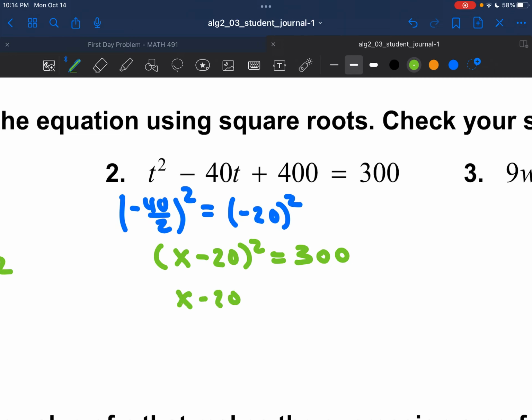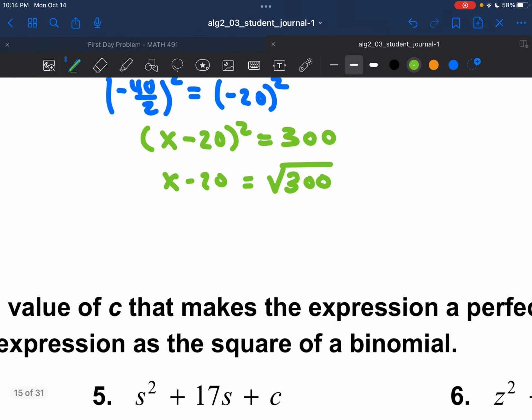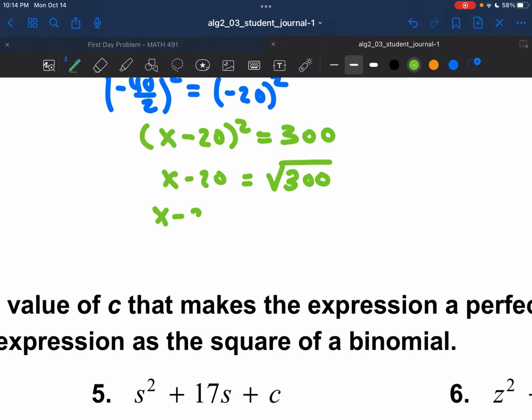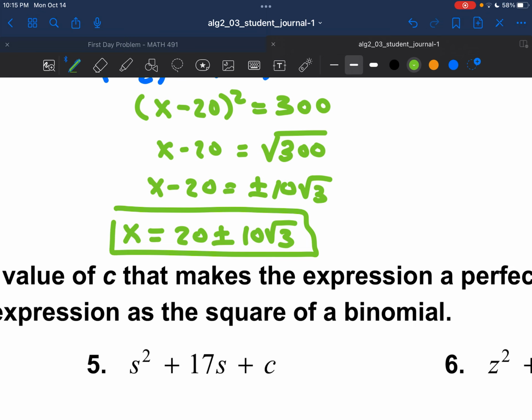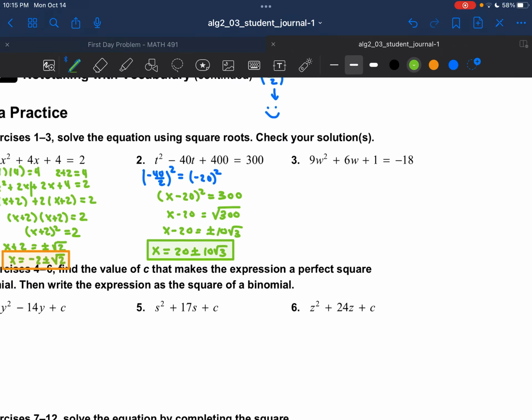I'm going to take the square root of both sides. That's x − 20 equals the square root of 300. And the square root of 300, split that up into 3 and 100. So that is going to be x − 20 equals plus or minus 10 root 3. Then we're going to go ahead and add 20 to the other side. So x equals 20 plus or minus 10 root 3. I'm going to go ahead and box that here.